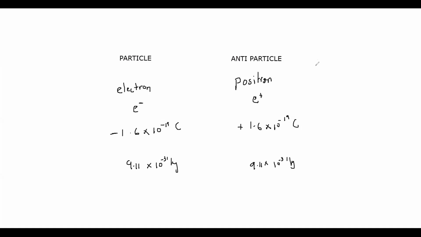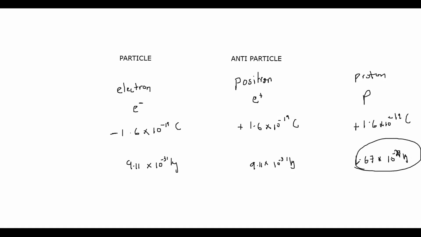Why is proton not an antiparticle of electron? Because proton has the same magnitude of the charge, but it does not have the same mass. Proton is a massive particle as compared to electron, and we represent proton by the symbol p. When we write the charge, by mistake, the charge is 1.6 into 10 to the power minus 19 coulomb. But the mass is 1.67 into 10 to the power minus 27 kilogram, not 31. So you can see the mass of proton is not the same as the mass of electron. So proton is not the antiparticle of electron. The antiparticle of electron is called positron.